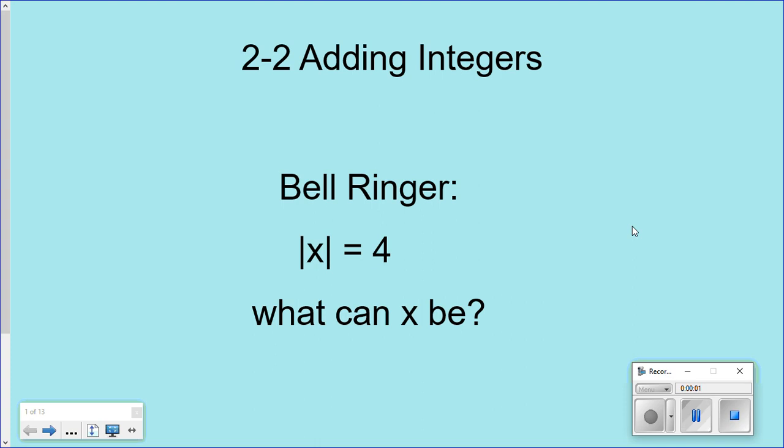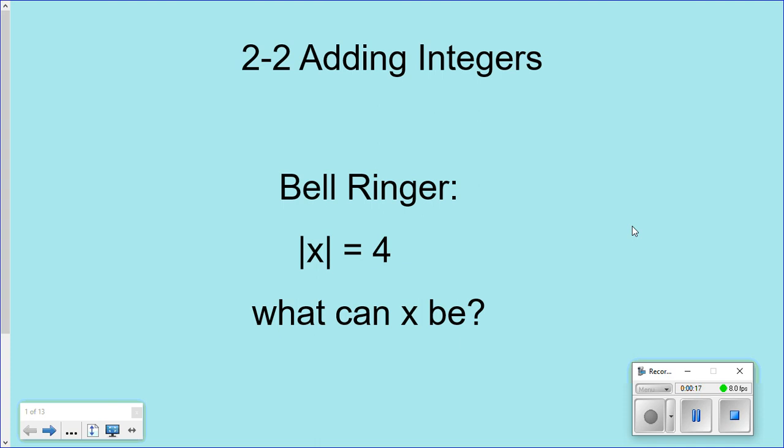Okay, adding integers. We did this last year. This is nothing new to you. This would have been the second lesson of the year for you 7th graders last year, if you remember correctly. Some of you will remember how to do this. Some of you need a refresher. Some of you didn't remember at all how to do this last year.